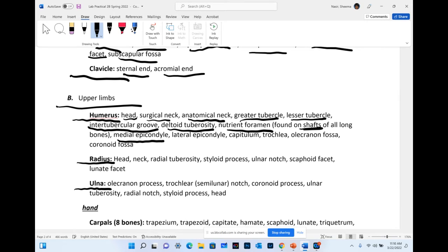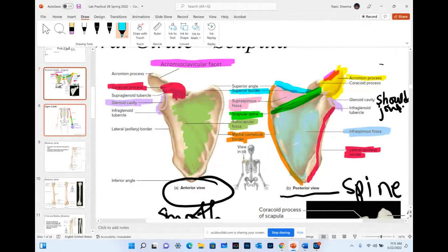Then you have medial epicondyle. It is the one which sticks out and is the bigger one. Then lateral epicondyle, capitulum, trochlear, olecranon fossa. And then there is the coronoid fossa. So we are going to look at all those. Now let's go back to the PowerPoint.